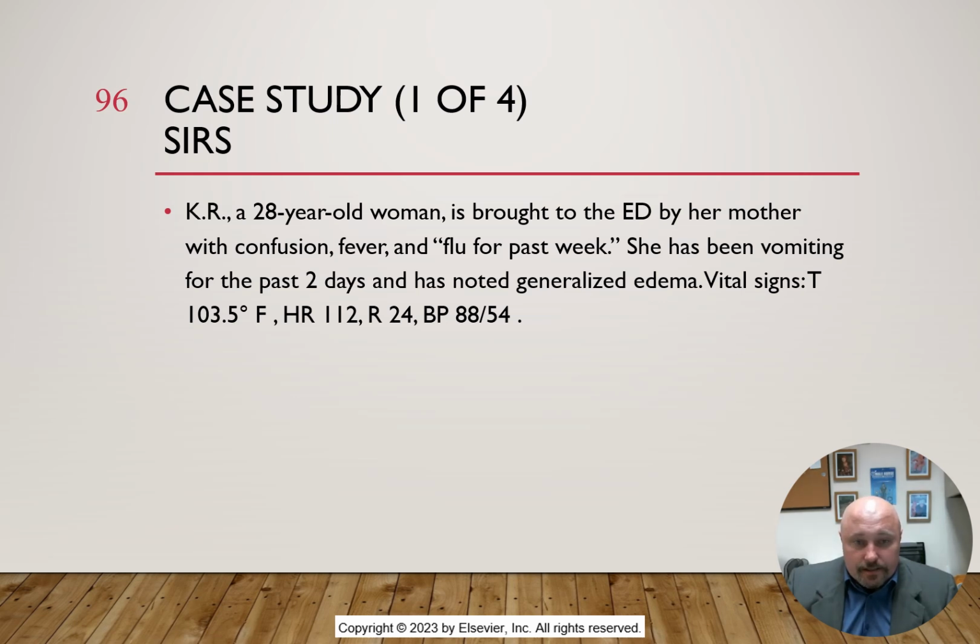In our next case study, KR, a 28-year-old woman, is brought to the ED by her mother with confusion, fever, and flu for the past week. She's been vomiting for the past 2 days and has noted generalized edema, vital signs with a temperature of 103.5, a heart rate of 112, respirations at 24, and a blood pressure 88/54.